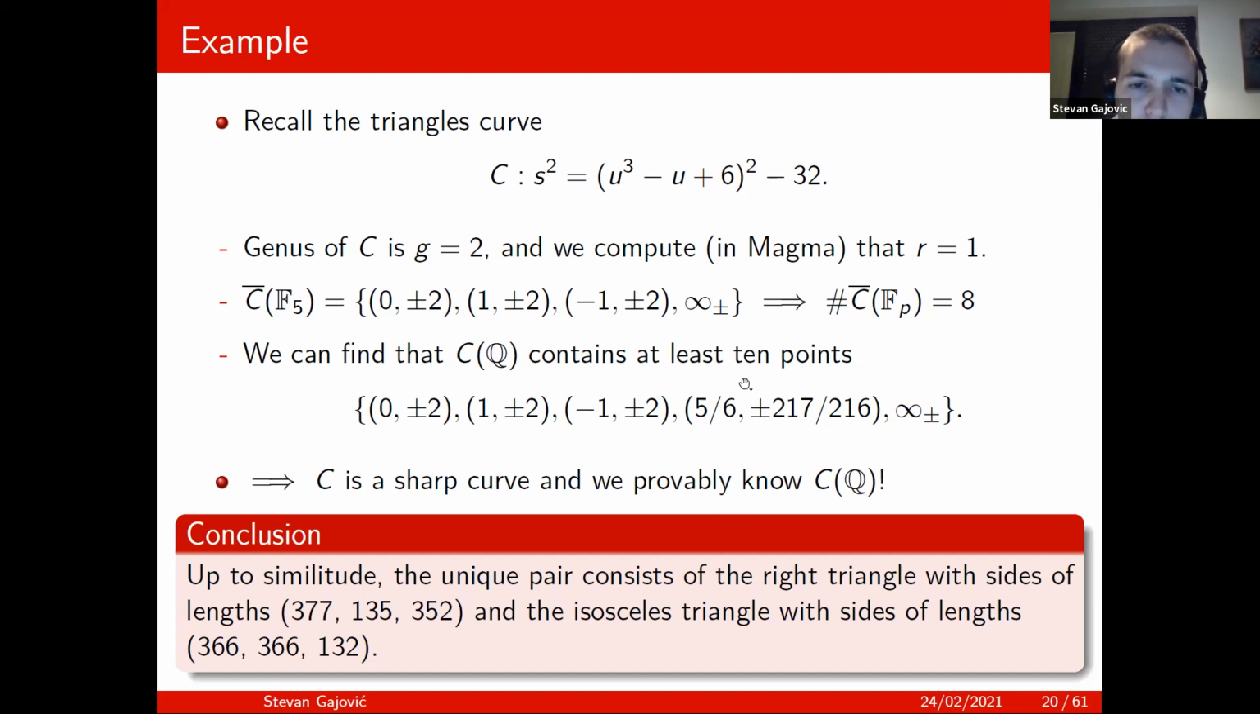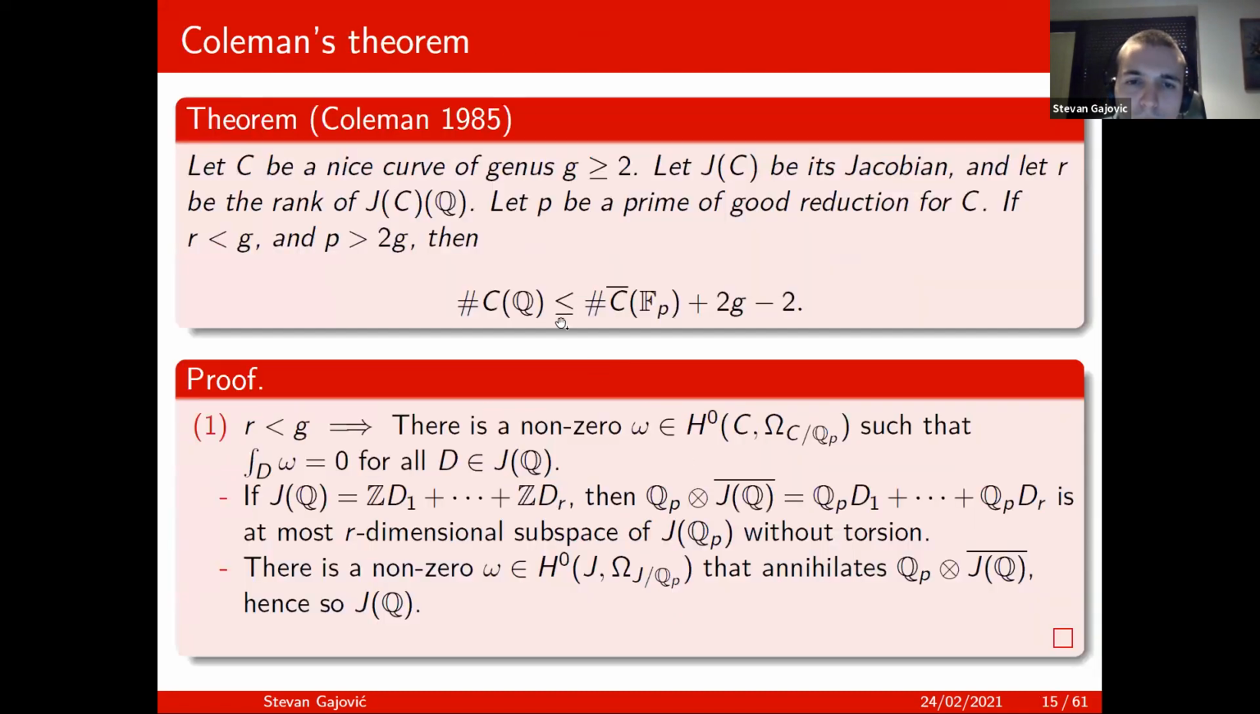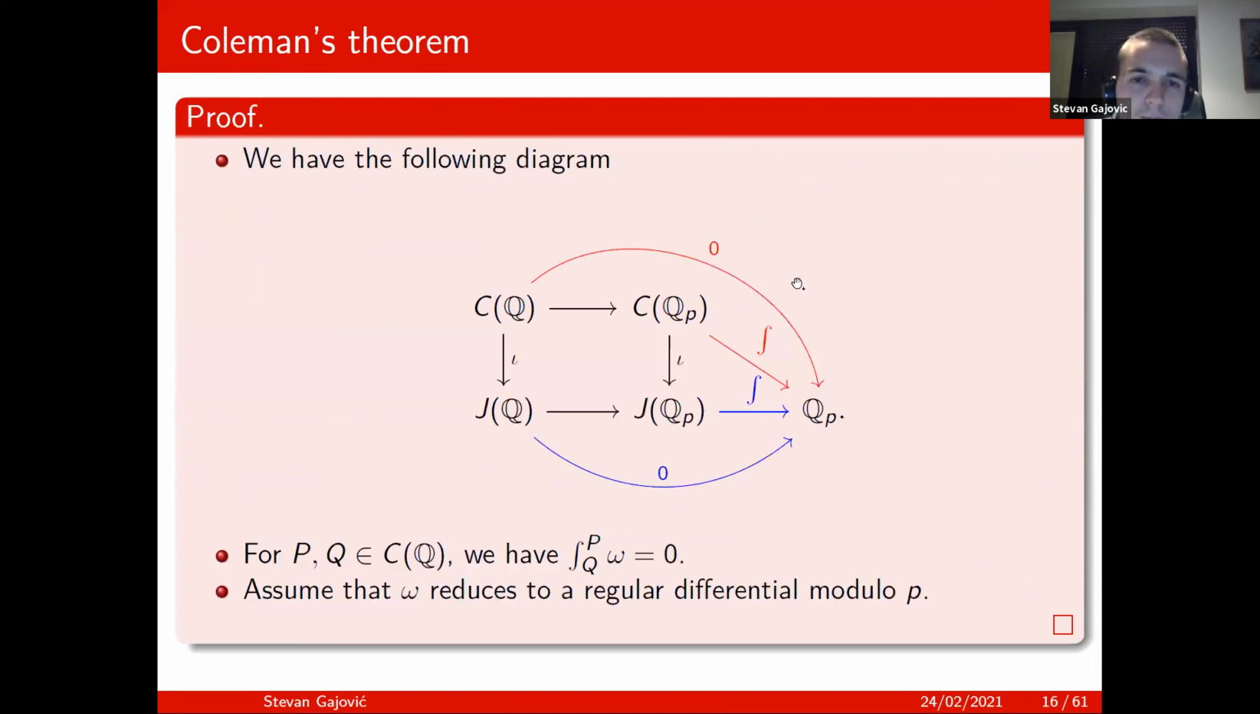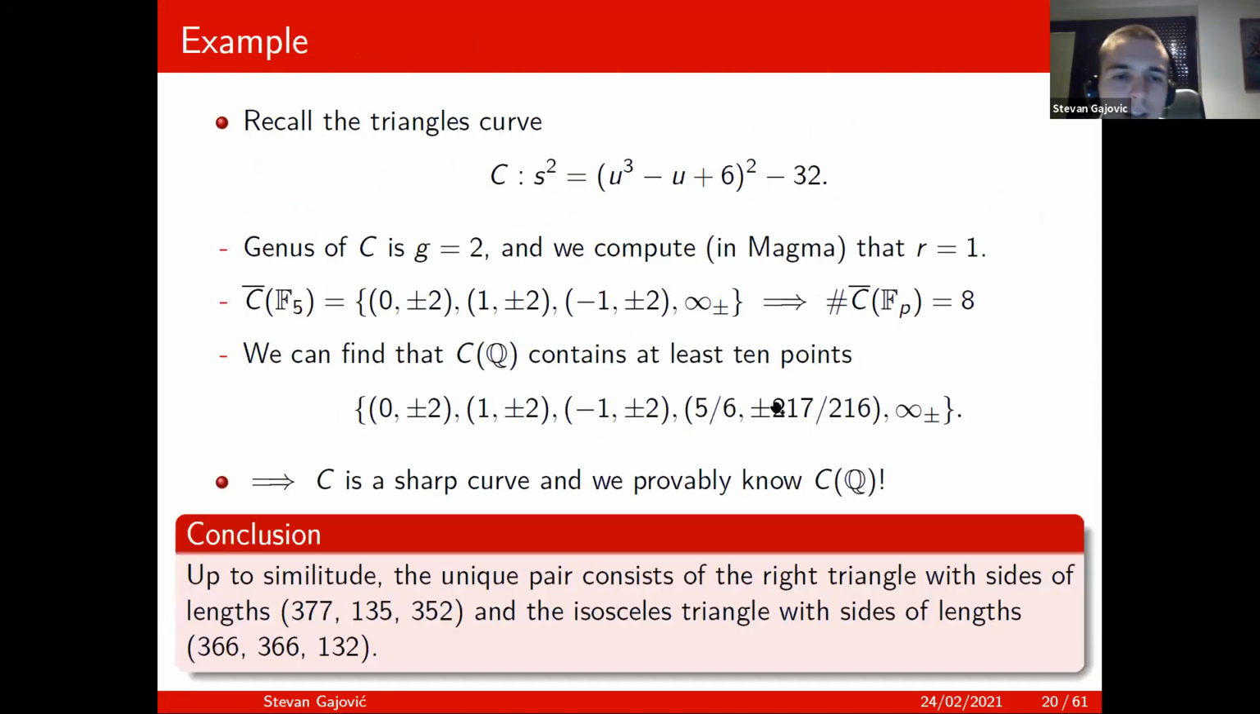And this is why sharp curves are interesting. In a sense they are extremal, but also if we have a sharp curve, so this is an equality, it means that we probably found all rational points. And when we translate these points back to our problem, we conclude that there is a unique pair of triangles, up to scaling. This is a right triangle, and this is an isosceles triangle. So they have the same area and perimeter.